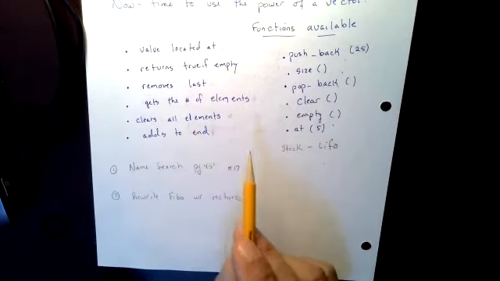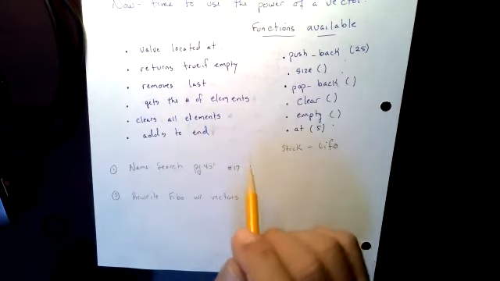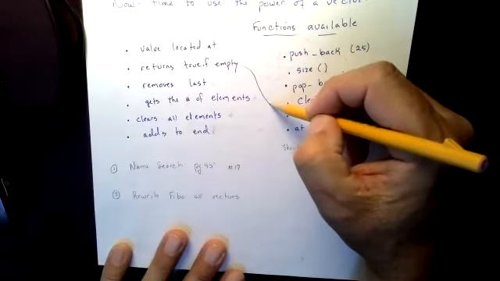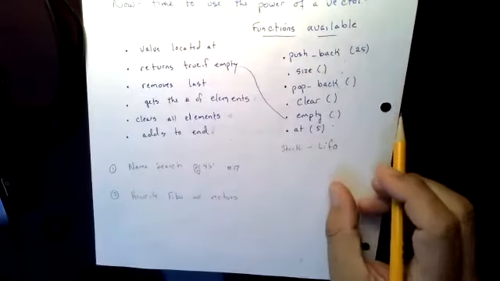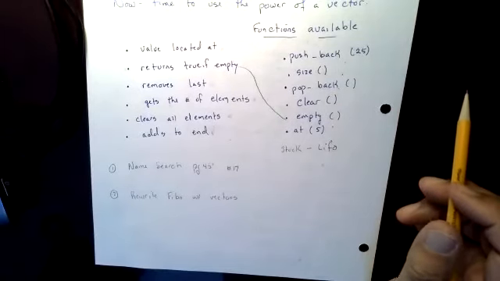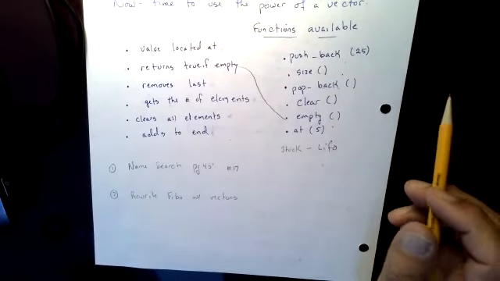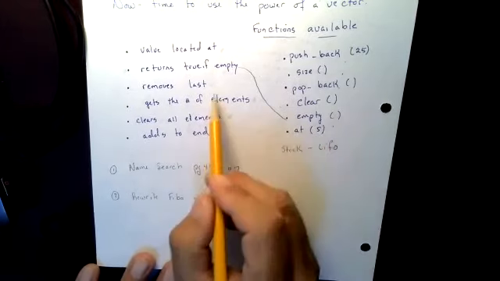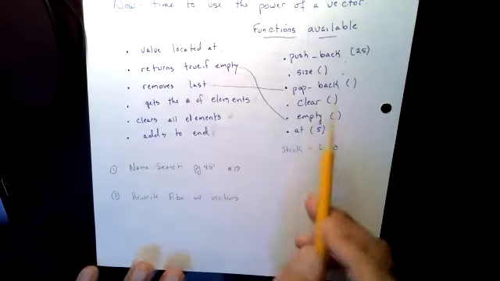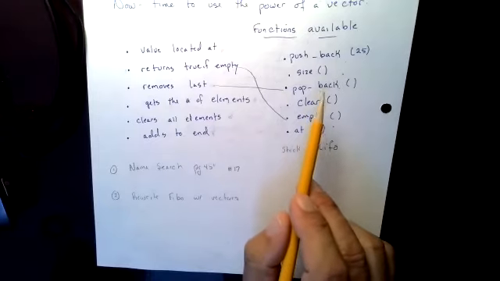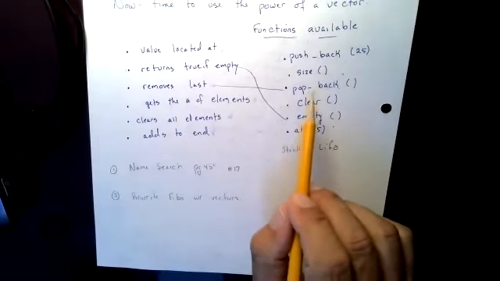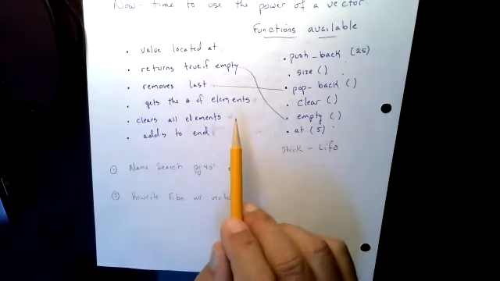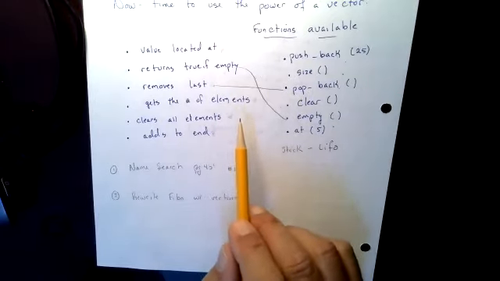Oh, that should be an easy one, right? Which one returns true if empty? Empty. There, empty. That's a good one. Removes last. Which one removes last? Pop back. Pop back, right? And when I remove it, I'm going to be returning a value. So as you'll see in an example in a little bit, pop back is returning a value for me. Which one gets the number of elements?